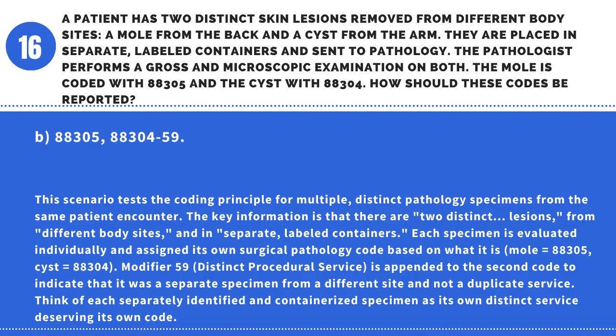Mole equals 88305, cyst equals 88304. Modifier 59, distinct procedural service, is appended to the second code to indicate that it was a separate specimen from a different site and not a duplicate service. Think of each separately identified and containerized specimen as its own distinct service deserving its own code.